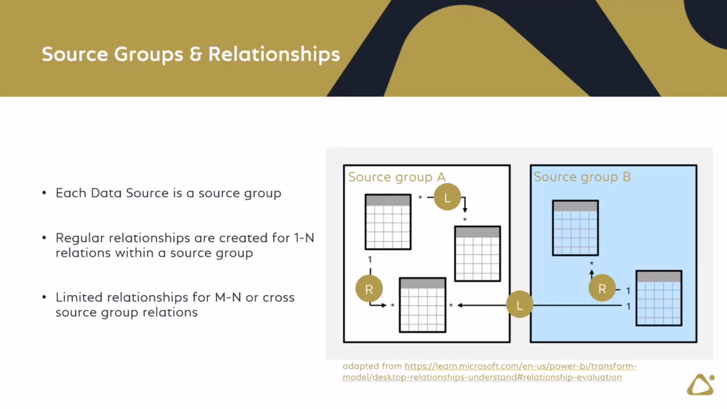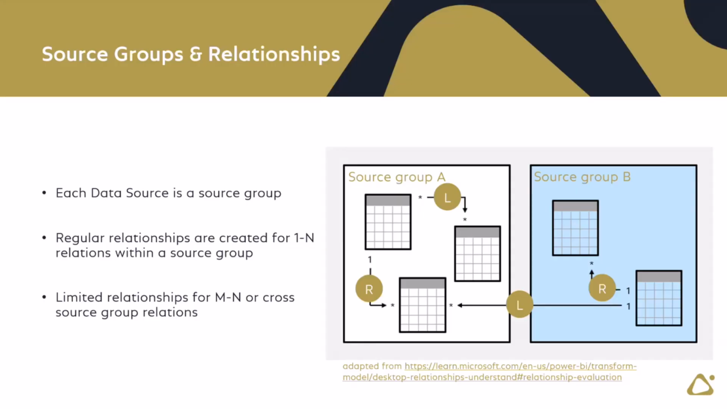Once you combine multiple data stores in one semantic model, Power BI needs to know which tables belong together. And this is covered in the concept of source groups. So each data store belongs to one source group. Within a source group, relationships are handled like we are used to. But across source groups, Power BI uses limited relationships. And as the name already suggests, limited relationships do come with significant limitations.